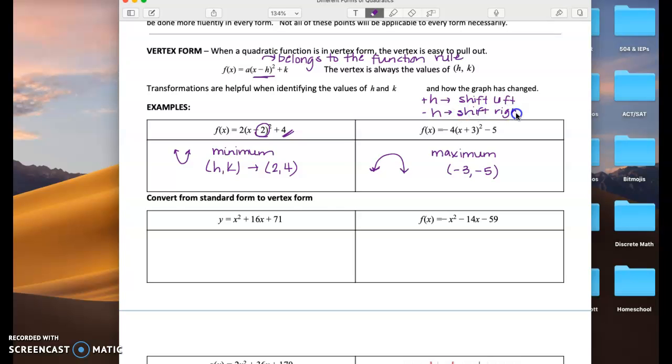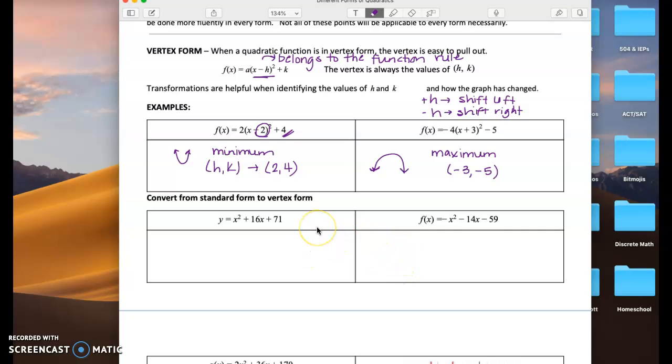And again, go back to what you know about transformations. All of that is connected. And then this one has been moved down because it's a negative 5. So shifted down 5 units. The first one would have been a 4 because it's been shifted up 4 units.